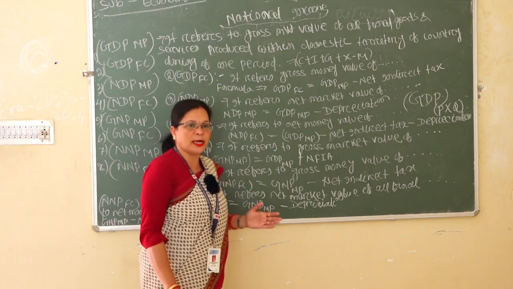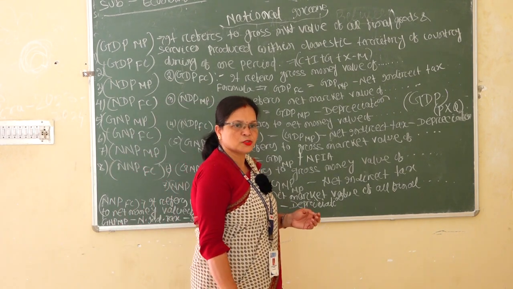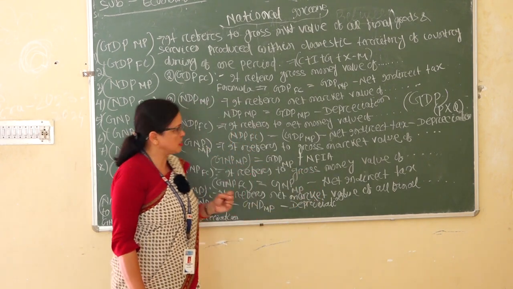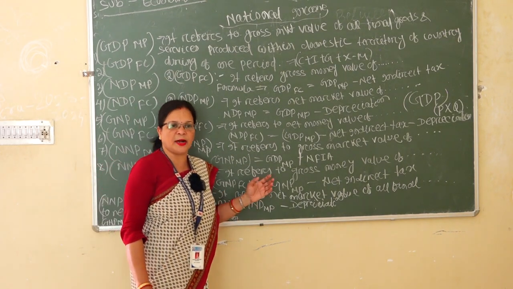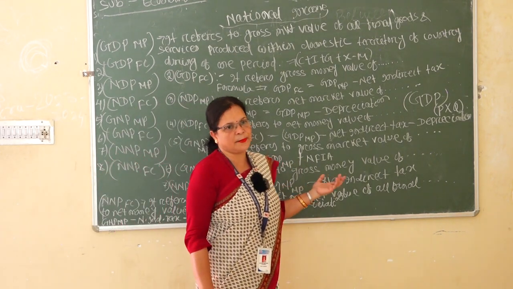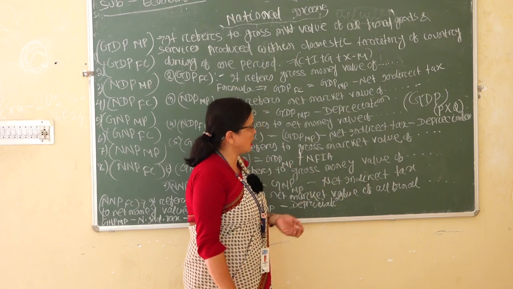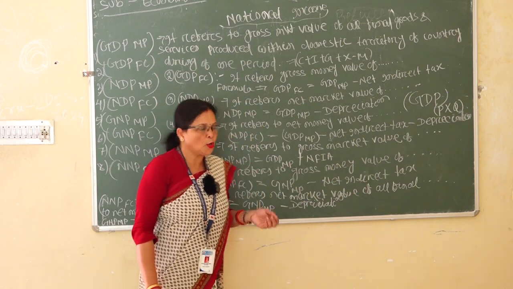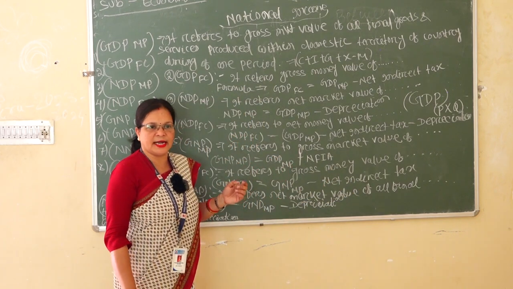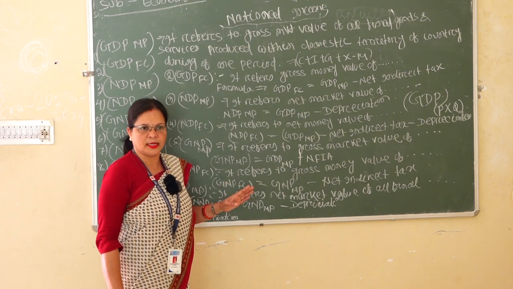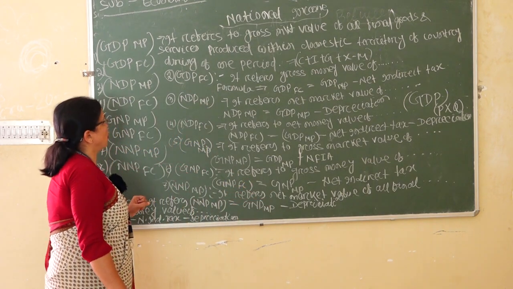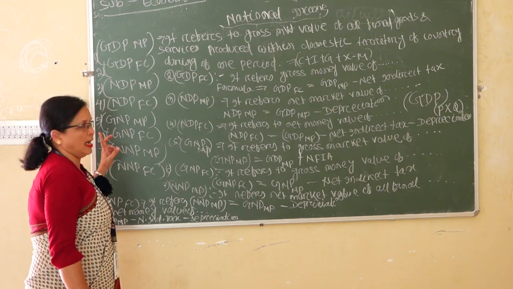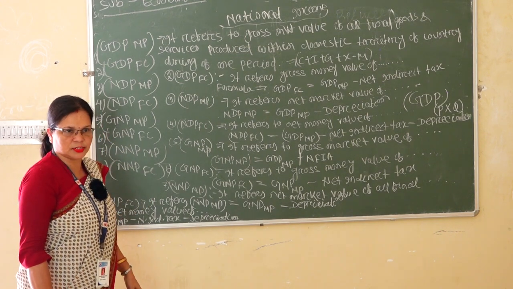So if the question comes, what is GDP? At that time you will write: GDP means all the final goods and services that are produced in a country within a year. Then what is the formula of GDP? P into Q. P means price and Q means quantity. Now clear? So now we will discuss national income and its related aggregates.